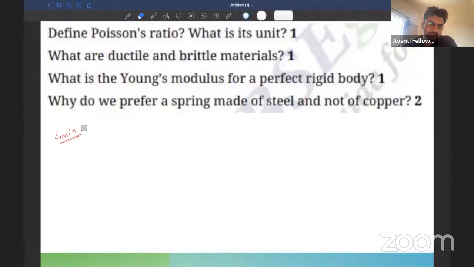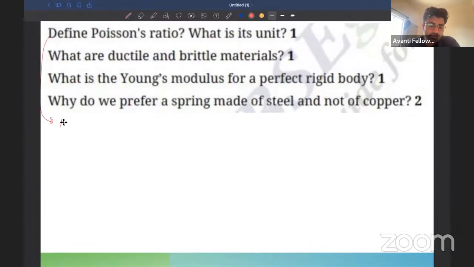Okay, let's start the answers. First question is define Poisson's ratio. Very important. Poisson ratio तुम लोगों को याद रखना है. Okay, so how we'll define it? There are many definitions. If it is given by your teacher, you can use that definition, or you can directly write.